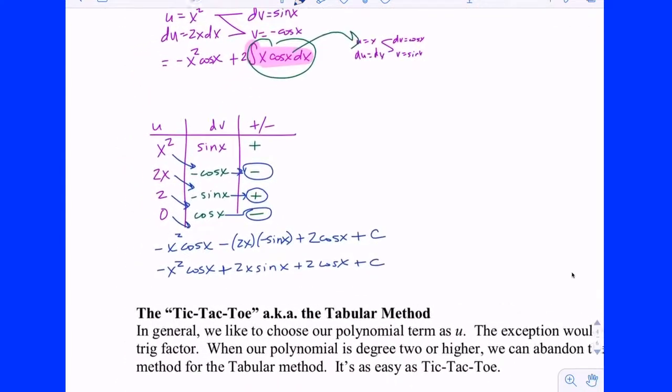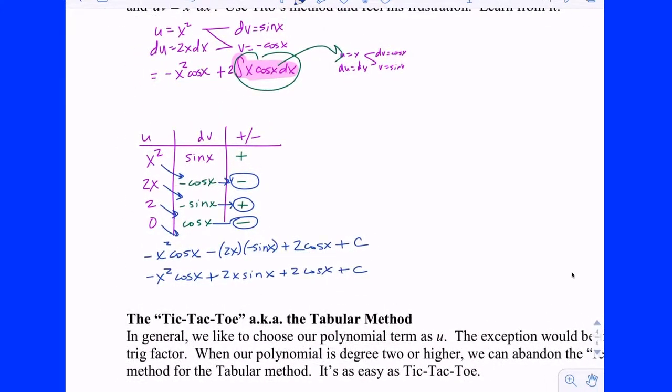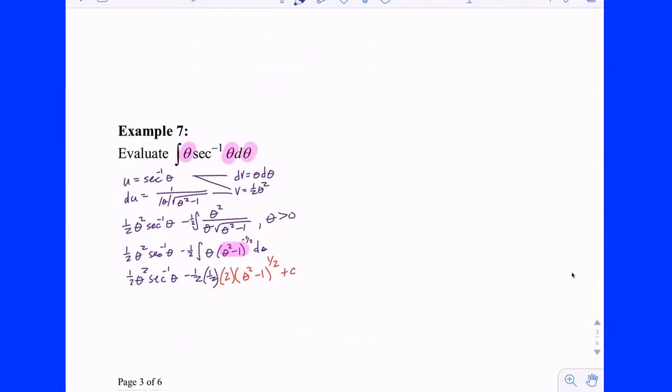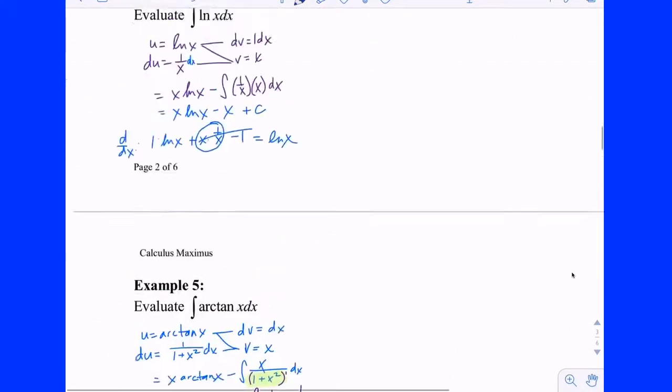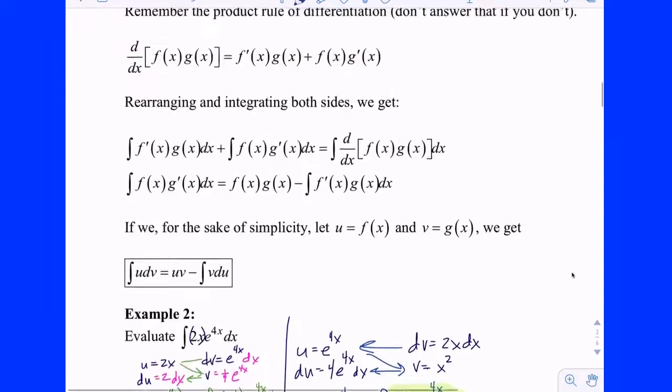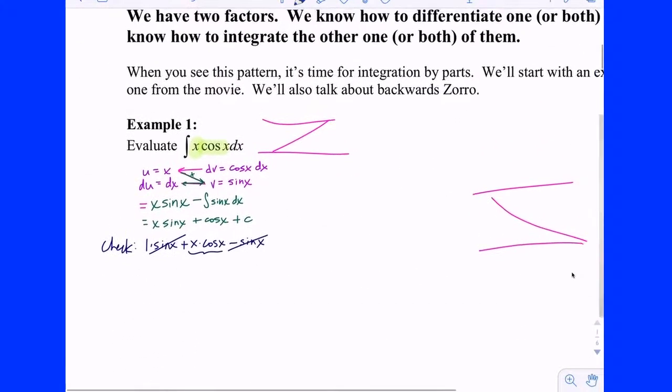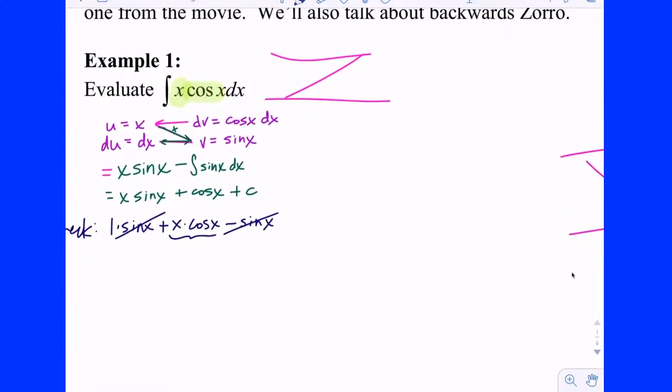So notice we are on our way to getting the right answer. Up here in the purple, we stopped. So the question is, does the tabular method work, or the Tic Tac Toe from the movie, does it work every time? Well, let's see. Would it work up here on one of these easier ones? Let's come up to this easy one up here. Does it work on x cosine of x, where the Zorro method works?